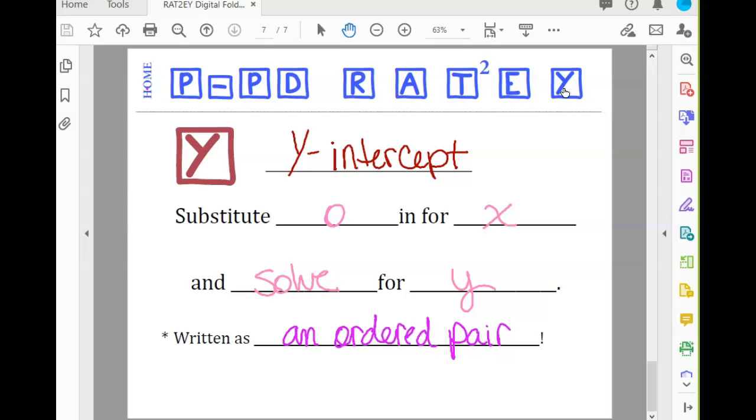Sometimes we have little blanks listed out: find this, this, this, this, and this to help you graph. If not, you can write this acronym up at the top and then make sure you have all the pieces that you need. Okay? Any questions at all?